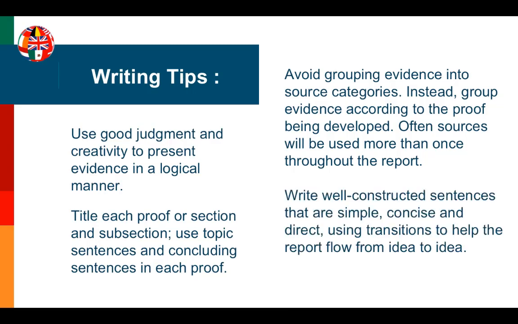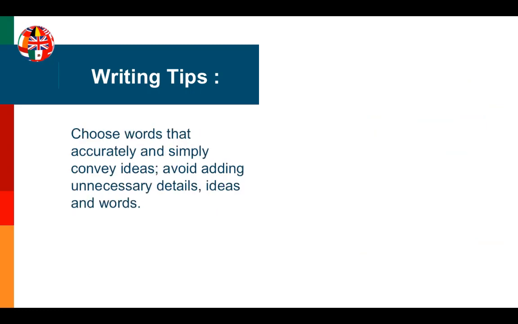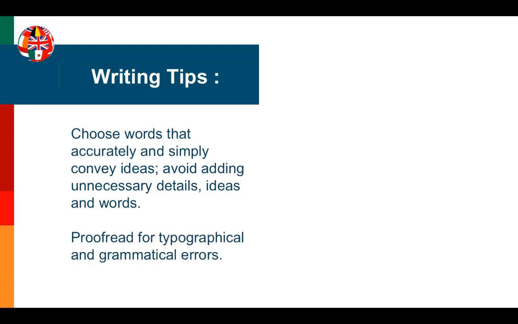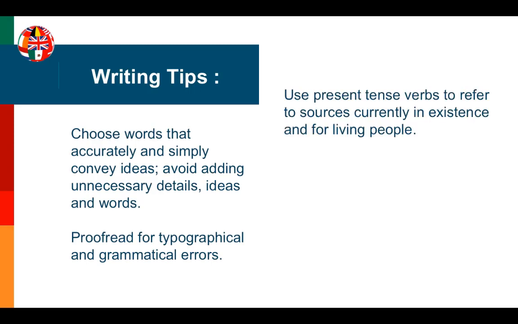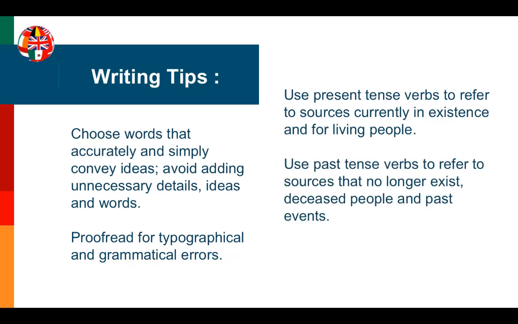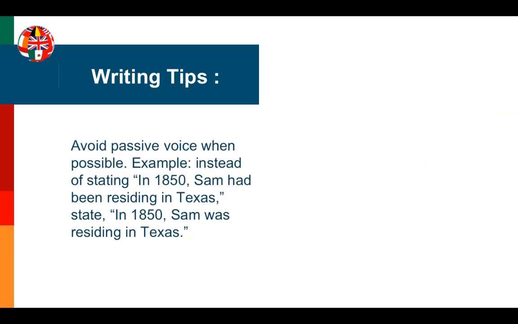Write well-constructed sentences that are simple, concise, and direct, using transitions to help the report flow from idea to idea. Choose words that accurately and simply convey ideas. Avoid adding unnecessary details, ideas, and words. Proofread for typographical and grammatical errors. Use present tense verbs to refer to sources currently in existence and for living people. Use past tense verbs to refer to sources that no longer exist, deceased people, and past events. Avoid passive voice when possible.